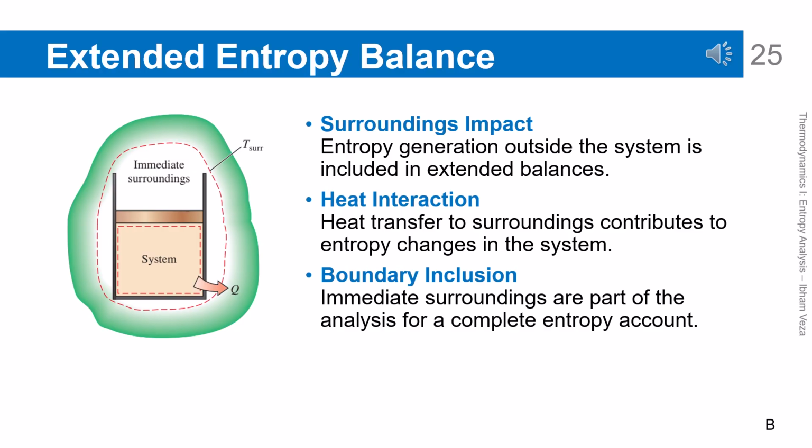Extended entropy balance. In the extended entropy balance, the immediate surroundings that interact with the system are also taken into account. Entropy generation can occur not only inside the system, but also outside the system, for example, in the separating wall. Heat transfer to the surroundings contributes to the total entropy change. By including the surroundings, the analysis becomes more complete and realistic. This approach is important to understand the actual location of entropy generation.